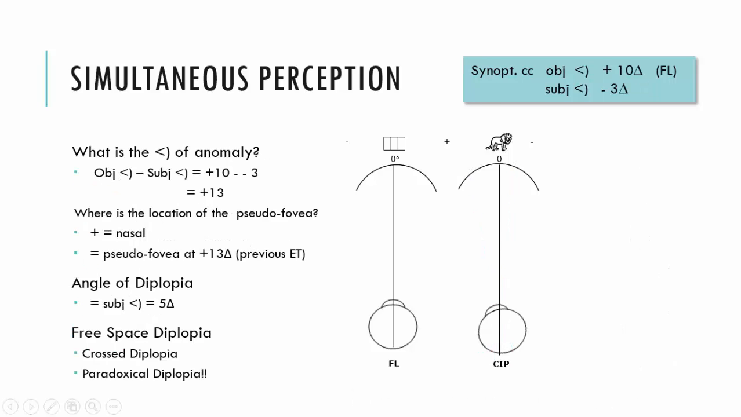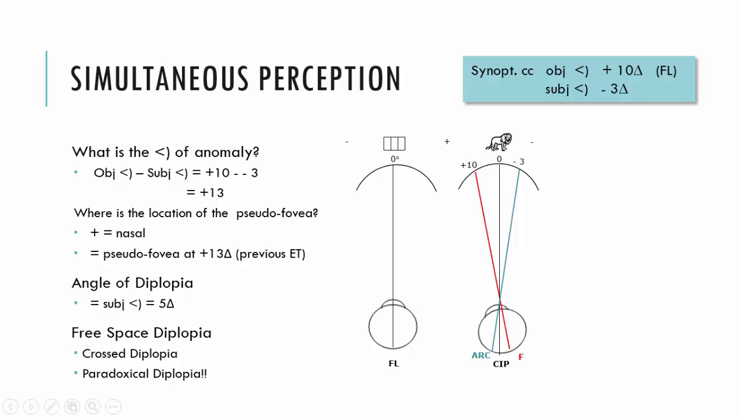Let's do one more example. Here we have synoptophore with correction, objective angle plus 10 diopters fixing left, and subjectively the patient thinks it's at -3. Again, we'll fix the left fovea at 0, and we'll draw where the fovea and pseudofovea is located on the right side. So the fovea is at +10 and the ARC point is at -3.